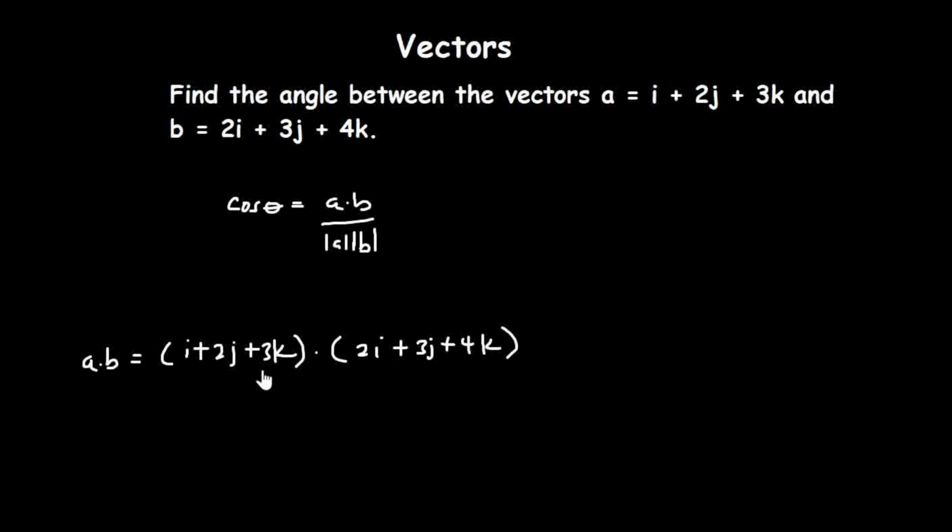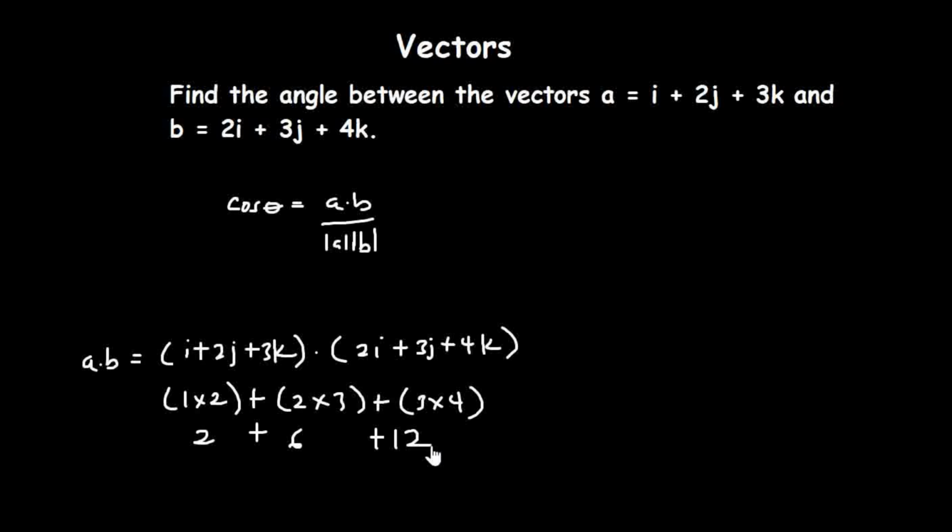So this is how the dot product will be. I'll multiply 1 by 2, plus 2 times 3, plus 3 times 4. This will give me 2 plus 6 plus 12, which will be equal to 20. So that was A dot B.